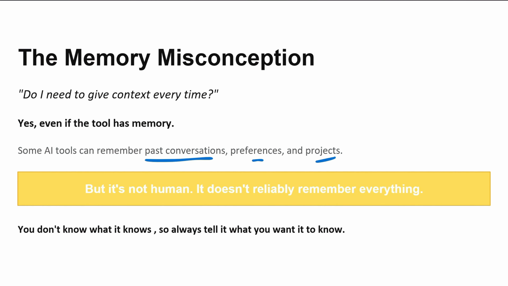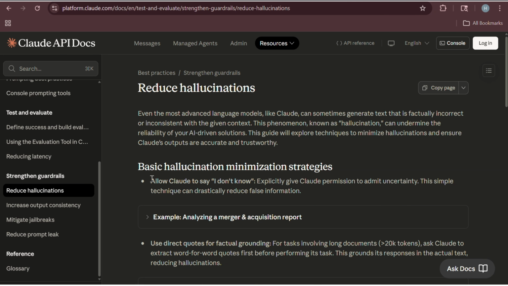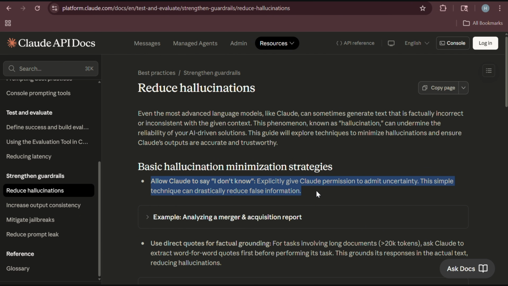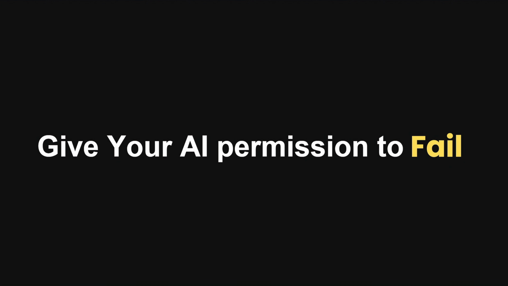Here's one powerful trick I got from Anthropic's official prompting documentation. Give your AI permission to fail. Now, this might sound weird, but your AI is designed to please you. It will try to give you an answer, even when it doesn't actually know. So tell it clearly: if you don't have the answer, say, "I don't know." Because by default, it will try to give you something, even if it has to make it up.